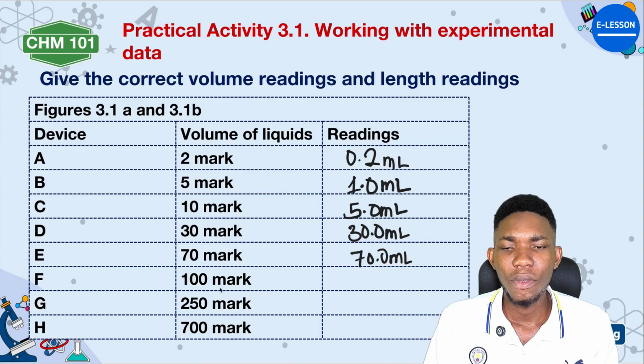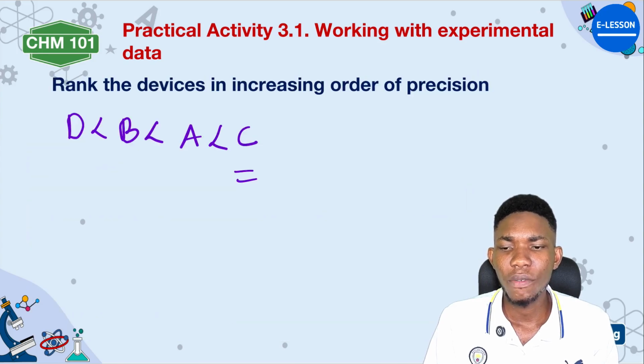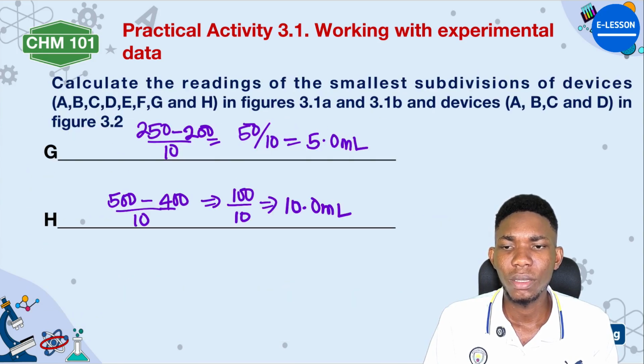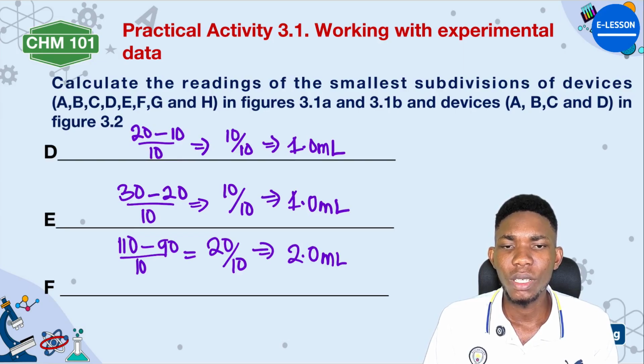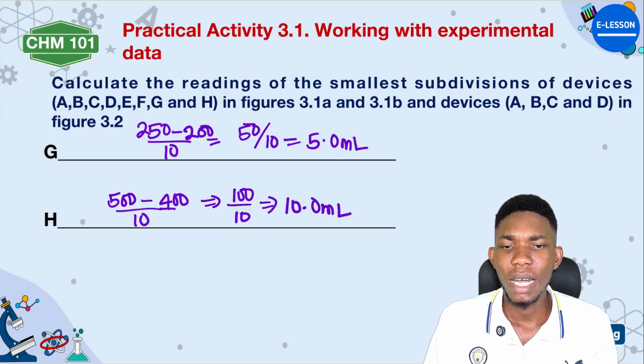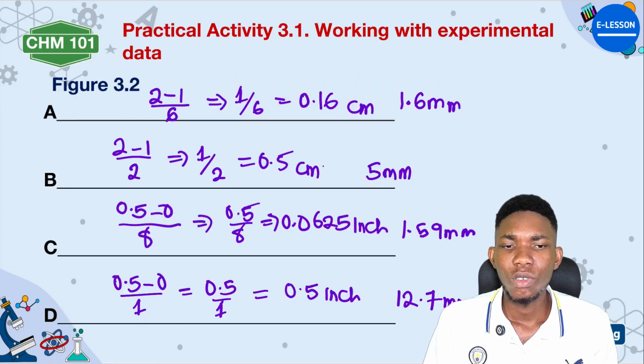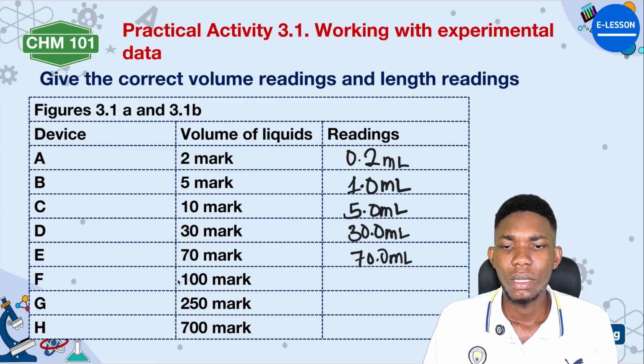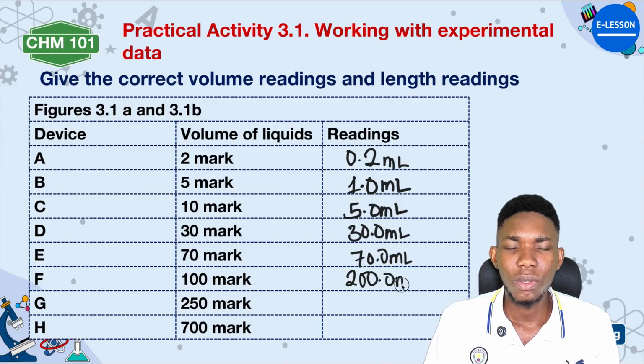Then for F, the lowest subdivision for F is, I think, 2 mil. For F is 2 mil, G is 5 mil, and H is 10 mil. So for F, at the 100 mark, the lowest subdivision is 2 mil. So it's going to be 100 times 2, which is of course 200.0 mil.